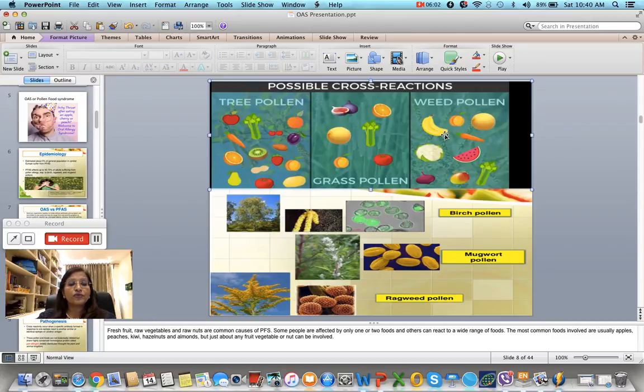So, fresh fruit, raw vegetables, and raw nuts are common causes of pollen food syndrome. And some people can be affected by one or two foods, and others can react to a wide range of foods. The most common foods involved are apples, peaches, kiwi, hazelnuts, and almonds, even melons, but just any other fruit and vegetable or nut can be involved.